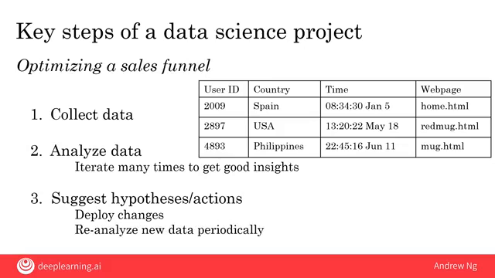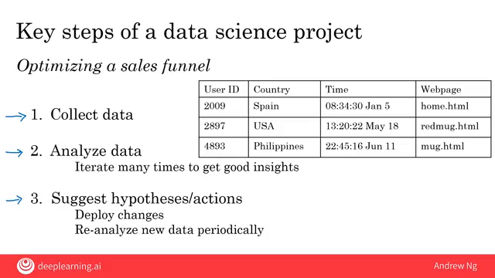And then your data science team can continue to collect data and reanalyze the new data periodically to see if they can come up with even better hypotheses or even better actions over time. So the key steps of a data science project are to collect the data, to analyze the data, and then to suggest hypotheses and actions, and then to continue to get the data back and reanalyze the data periodically.